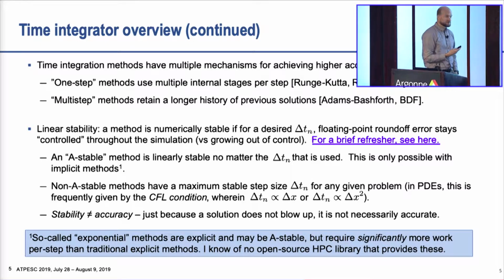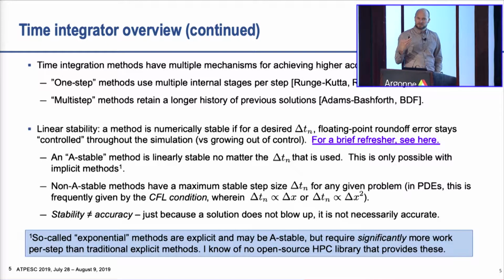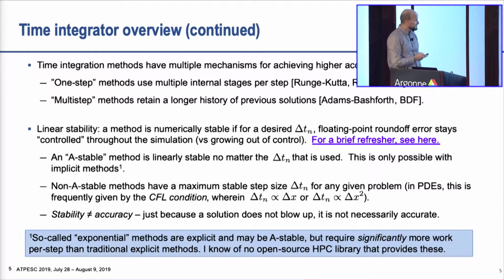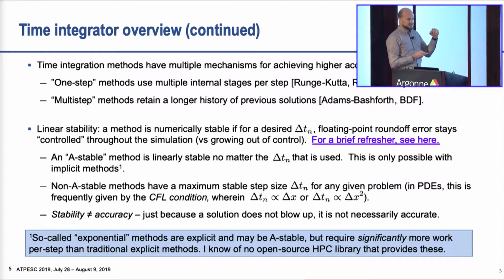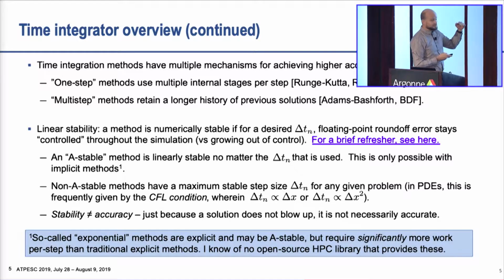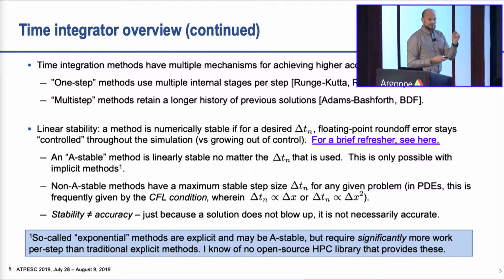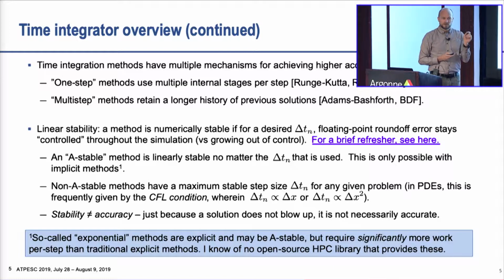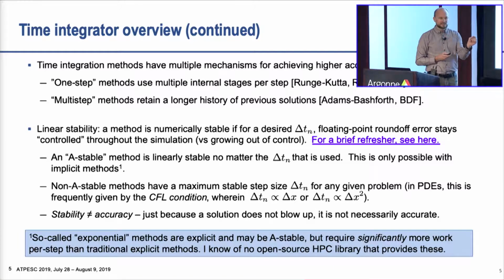A lot of people maybe misunderstand what linear stability really is. The basic premise is it's a question of, for a desired step size that you want to take, what happens to floating point round-off error? Every calculation you ever do always has round-off error. Does that round-off error grow without bound? That's an unstable calculation. Or is that round-off error controlled? And that's going to be a stable calculation.